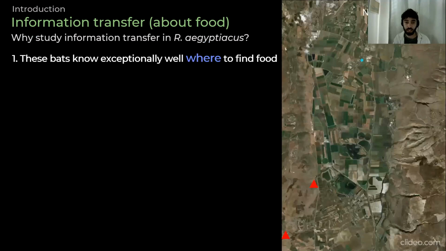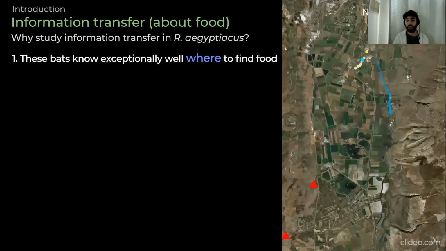Why is it meaningful in our species? Of course, because they eat fruits, you would expect that the food will be very predictable and there will be no need for information transfer. But I'll try to argue in the next two slides that it's a bit different than that.